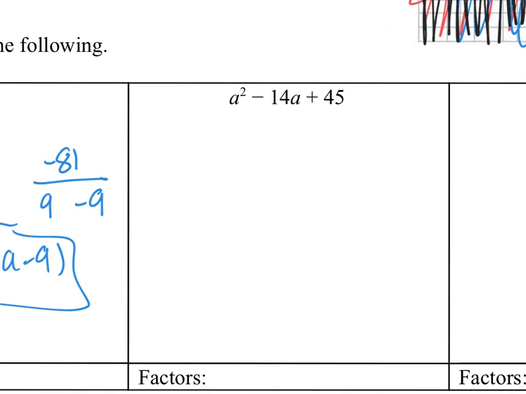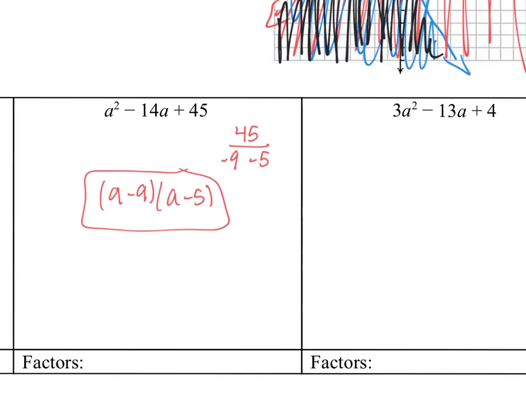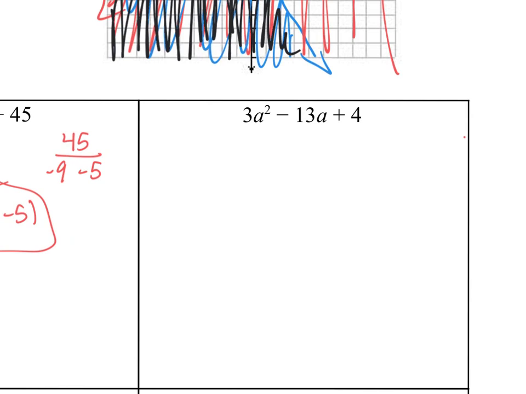Easy. Right, over here, same thing. Factors of 45 that add up to negative 14. That's going to be negative 9 and negative 5. So those are your factors. This one, don't forget a times c. So that's 12. What factors of 12 give me negative 13? That's going to be negative 12 and negative 1. So I'm going to substitute those in.